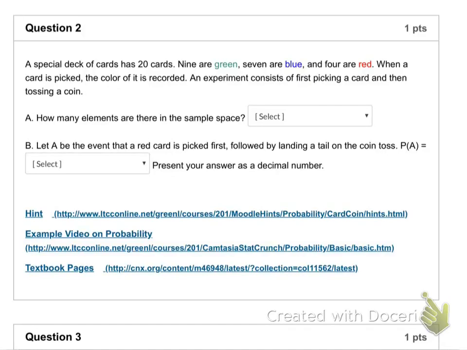Here we go. So here's question number 2. This is the quiz. This is the Chapter 3 quiz, which is due next time. Okay, so here we go.